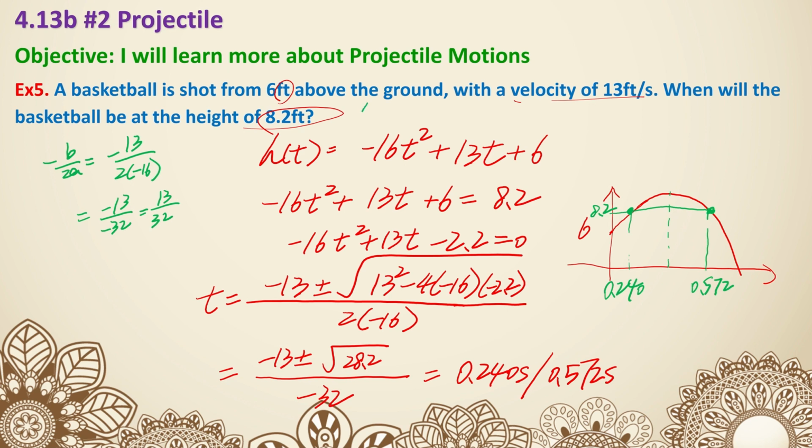Now, I could easily ask this question and say, when is it going to be at a height of, let's say, 18.2 feet? Then when you plug it in, you may actually get two negative answers. That means you can't keep any of them. That tells you the ball will never be at that height. So that's example 5, and that is everything for this 4.13b lesson. Thank you.